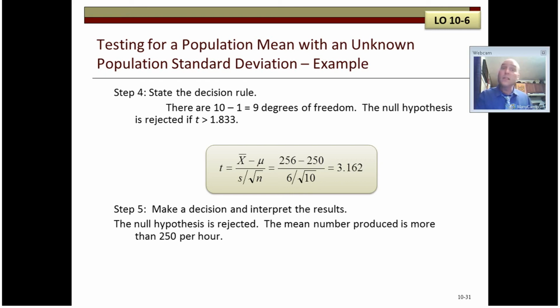Our sample suggests that it's 256 widgets per hour or whatever it is. That's an estimate of what we believe the new population parameter to be. It's probably pretty close to 256, maybe more or less. But based on this information, we can say that we have definitely got more than 250. We reject the null. Our new mu is greater than 250.